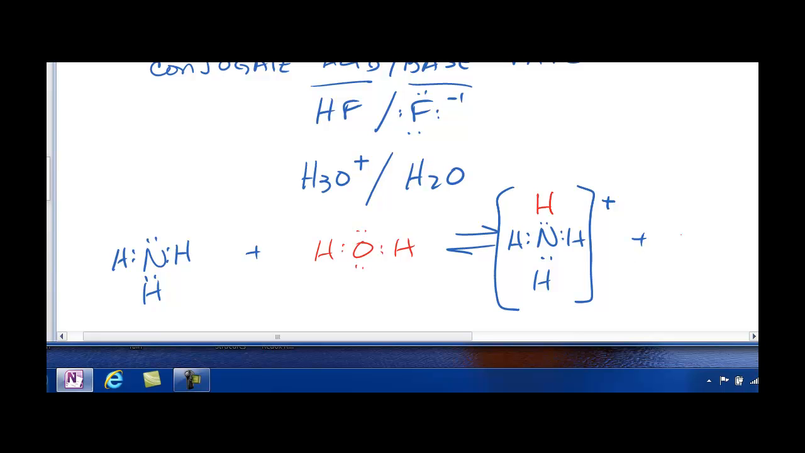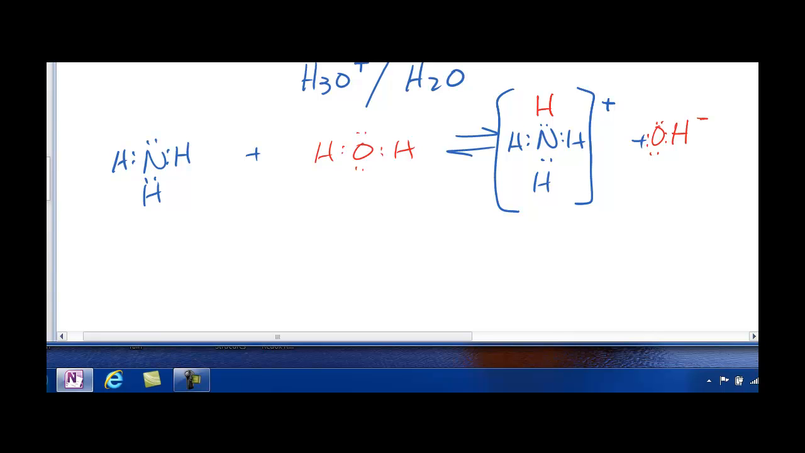And I also have OH negative, with its dots. Do we see in this second example an acid? Before the arrow, do I have an acid? Is either of these two an acid? Water is an acid. Why? Because water here is donating a hydrogen ion, and where's the hydrogen ion going? To the ammonia. So this would be acid 1. And after water donated the hydrogen ion, what's left? The hydroxide, so that's what? Base 1. That's a conjugate acid-base pair.